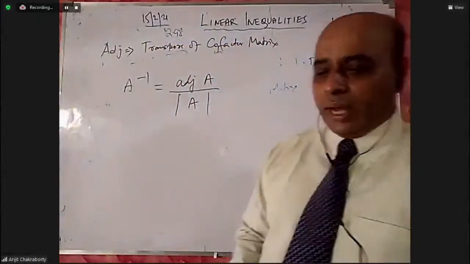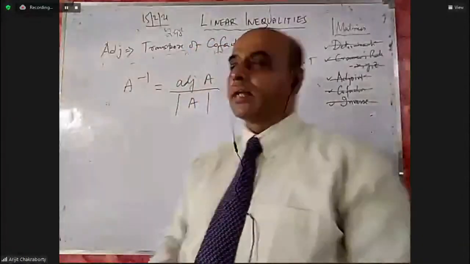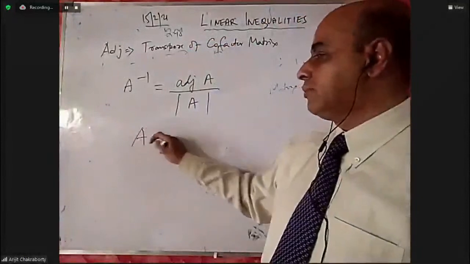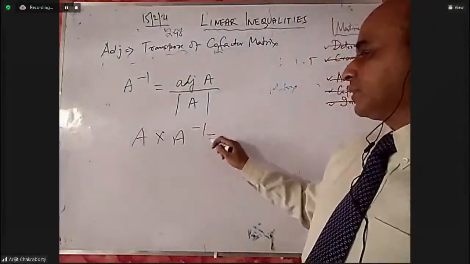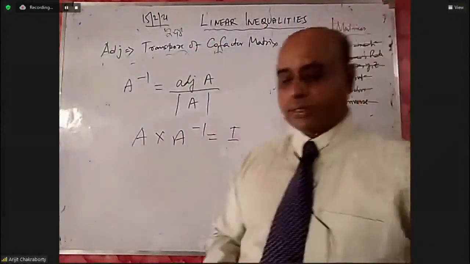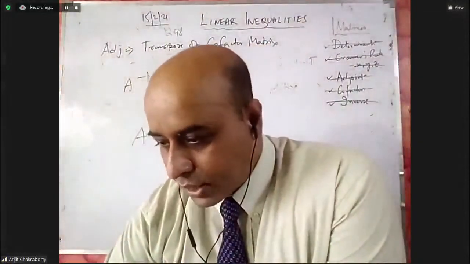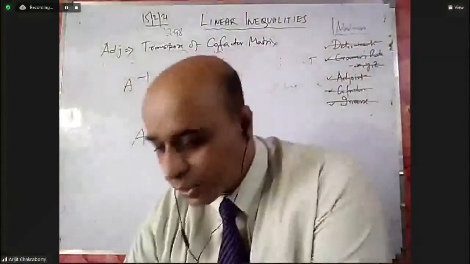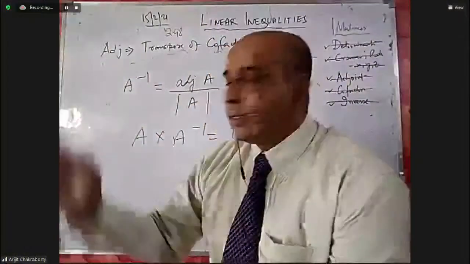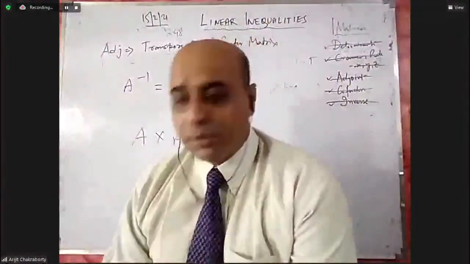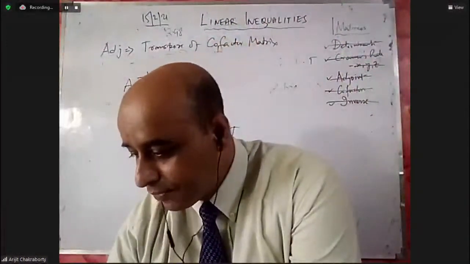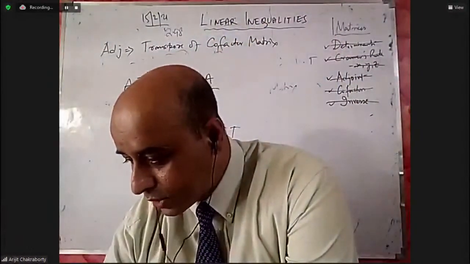There's a relation between the inverse matrix and the original matrix. The original matrix into the inverse matrix will give the identity matrix. Okay. So this brings us to the end of our chapter on matrices, and almost 50% of the allotted time today is gone. You can see it's already past 3.